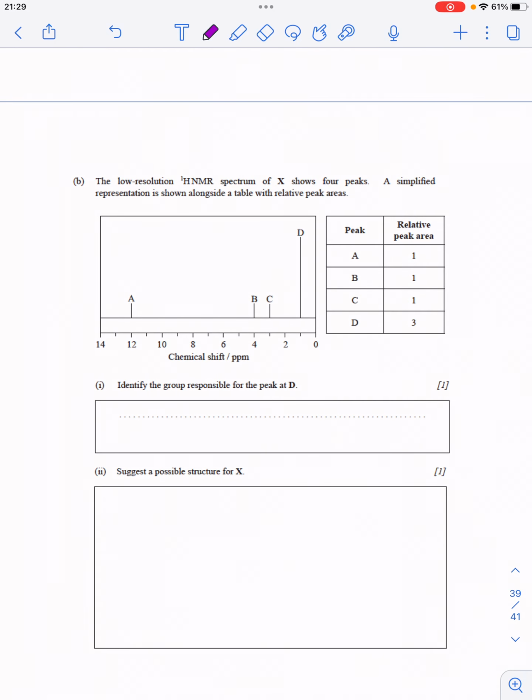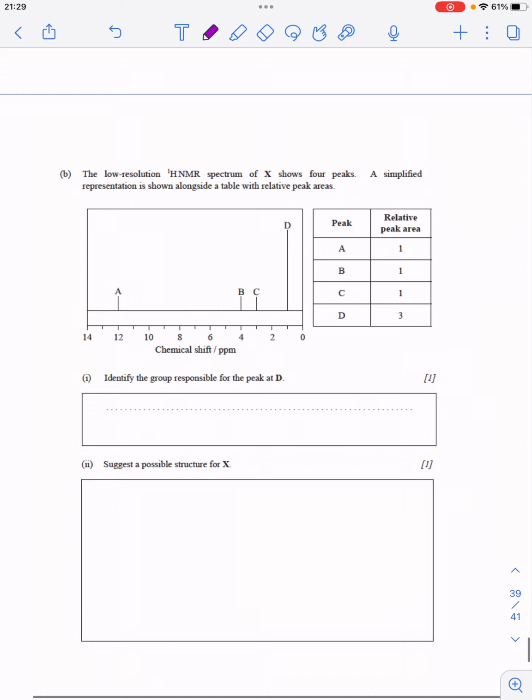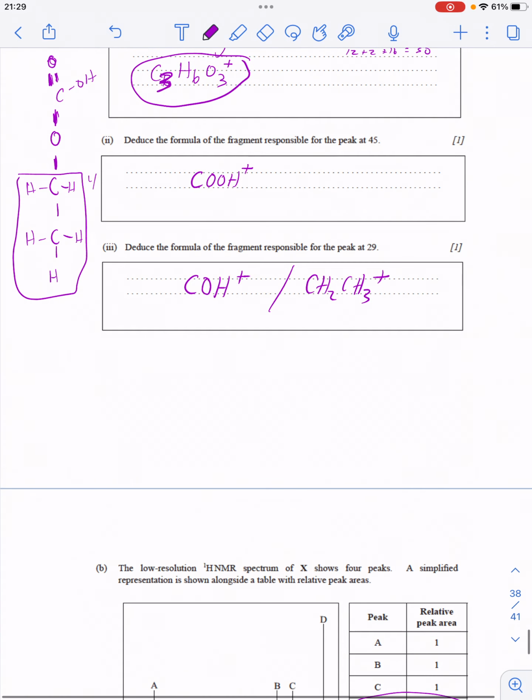Okay, now we've got an H NMR spectrum, so we are looking at hydrogens. A simplified representation is shown, and then the relative peak areas telling us the numbers. So what's responsible for D? Well, probably a CH3 group, since it's got 3 hydrogens. And it shows up very low down in the chemical shift towards the right, which is where methyl groups tend to show up. Suggest a possible structure for X.